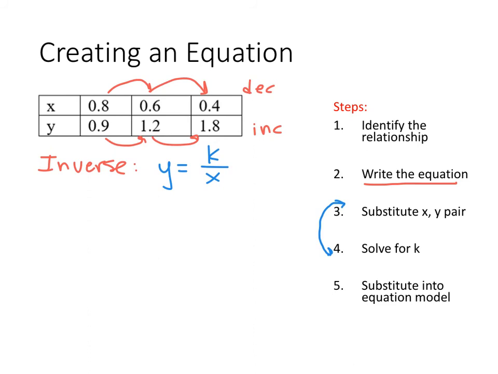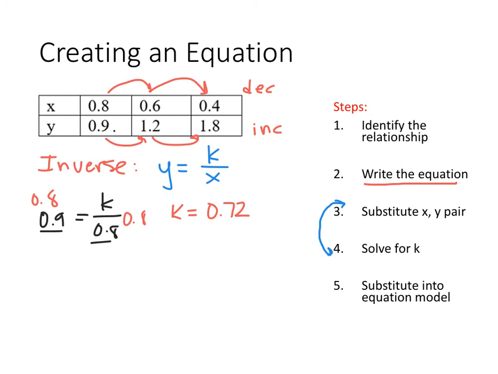So I'm going to take a pair. I'll start with 0.8 and 0.9. So 0.9 equals k divided by 0.8. To solve this one, I would just multiply these two values together because this is in the denominator. If you think about solving a one-step equation, since I'm dividing, I need to multiply on both sides. So multiply by 0.8, and that gives me a k value of 0.72. All right, so there's my first value.